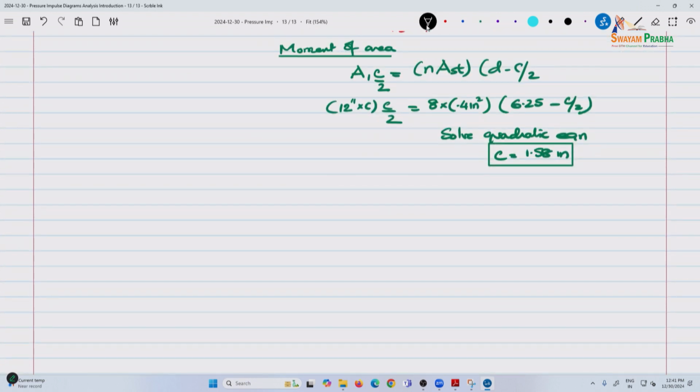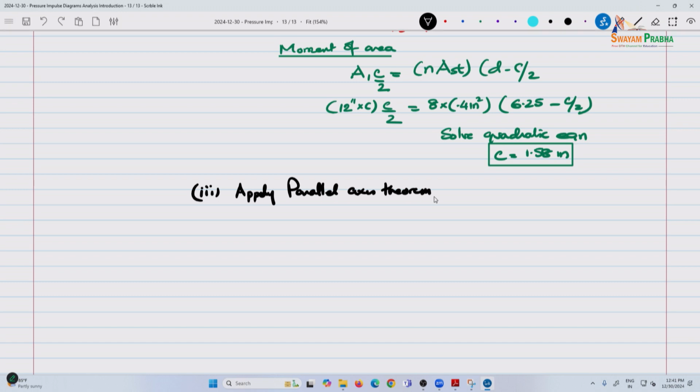Then the third step is apply the parallel axis theorem. Why am I not using the cracked section? So, this is elastic behavior. When you do deflections, you are still calculating. Remember, your building is 100% loaded with full load, it's still elastic behavior. So, deflection calculations are all done with real deflections.